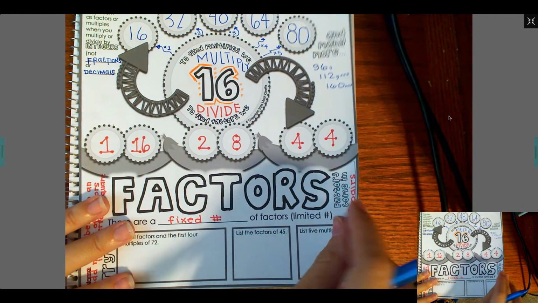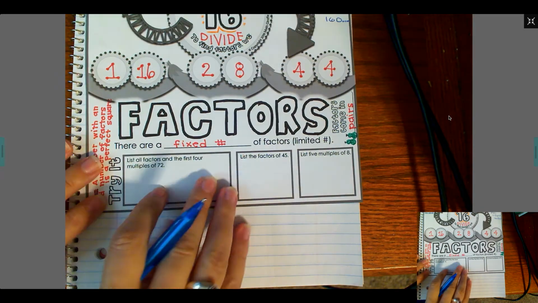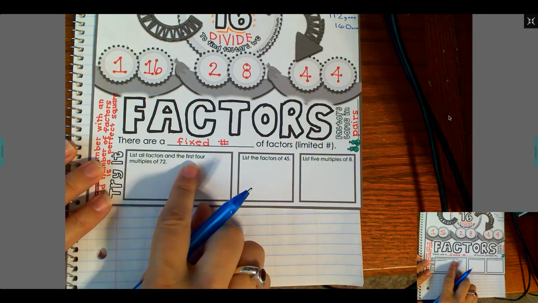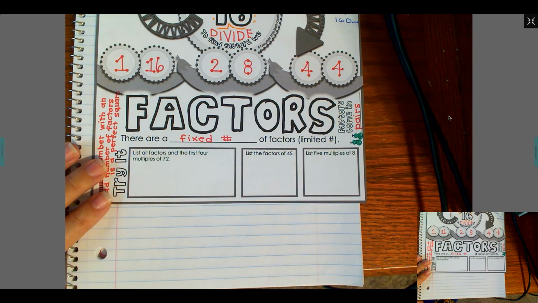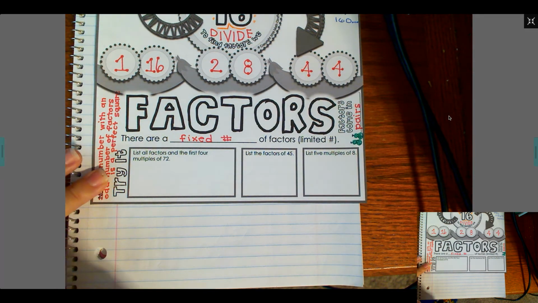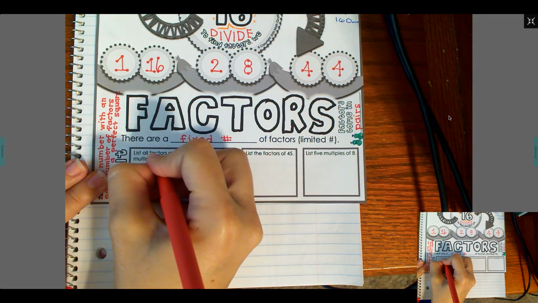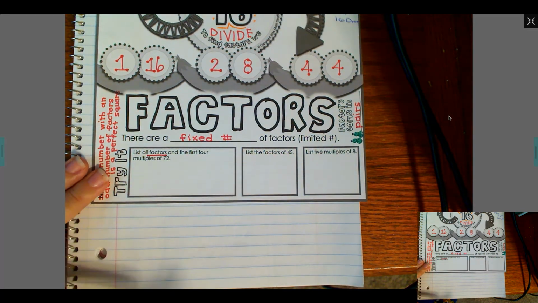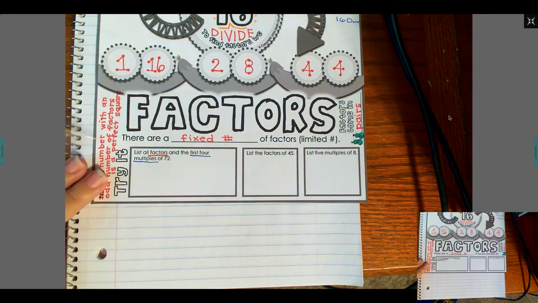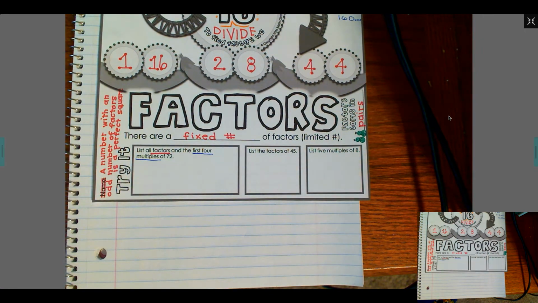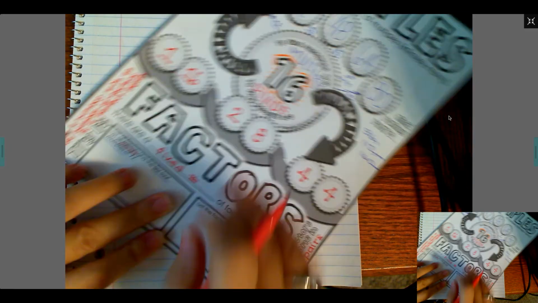Okay, so we're going to practice this really quickly. We're going to list all factors and the first 4 multiples of 72. So, first of all, we have 2 assignments here. We're going to list the factors of 72 and the first 4 multiples of 72. So, let's talk factors.